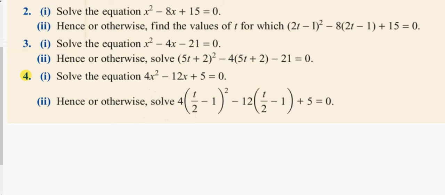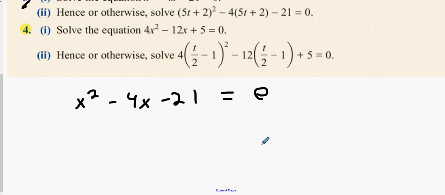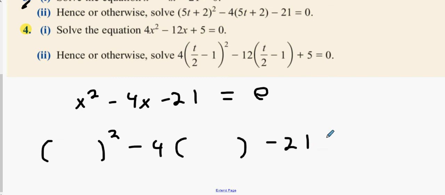What happens is, I'll do question 3. A quadratic equation looks like this, doesn't it? Everybody agree with that? Now, what I need to get out of your heads is this. Is this still a quadratic equation? Sort of.